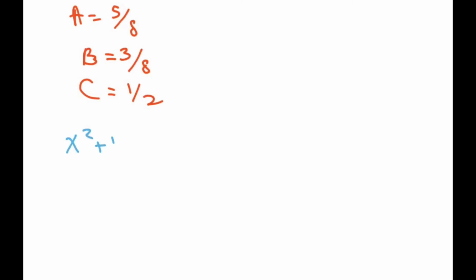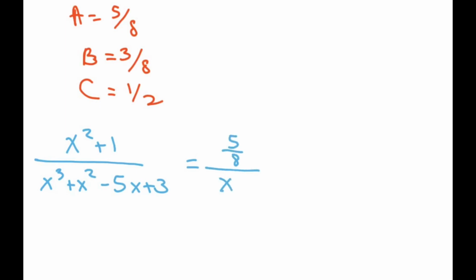So let's write it all down. We have A equals 5/8, B equals 3/8, and C equals 1/2. And so you merely just write your equation again: x squared plus 1 divided by x cubed plus x squared minus 5x plus 3 equals your A, 5 divided by 8, all divided by x plus 3, plus 3/8 divided by x minus 1, plus 1/2 divided by x minus 1 squared.